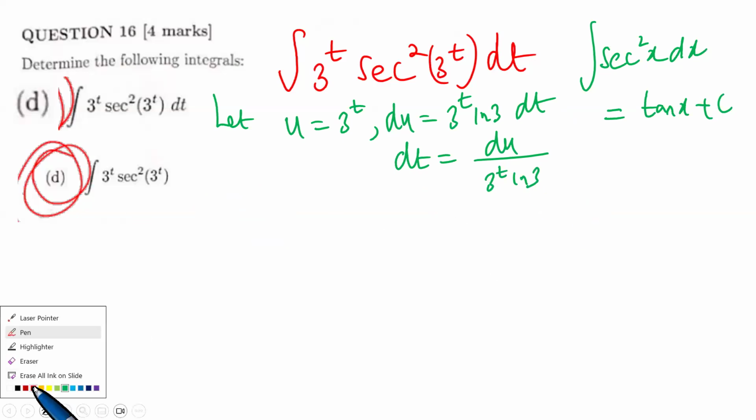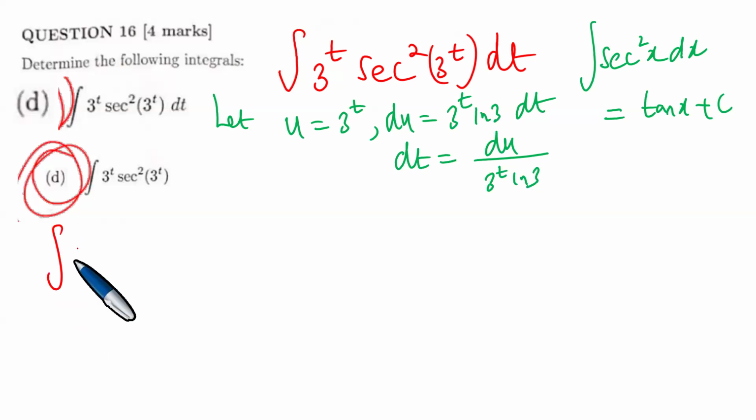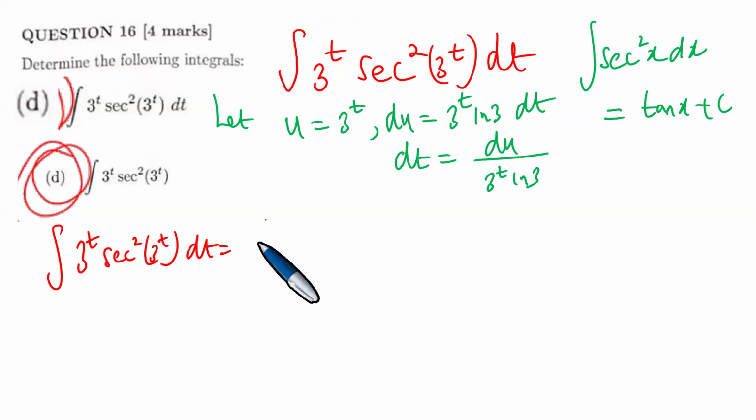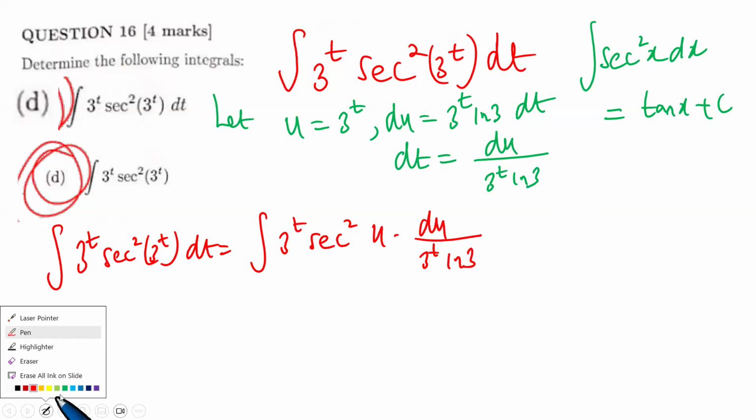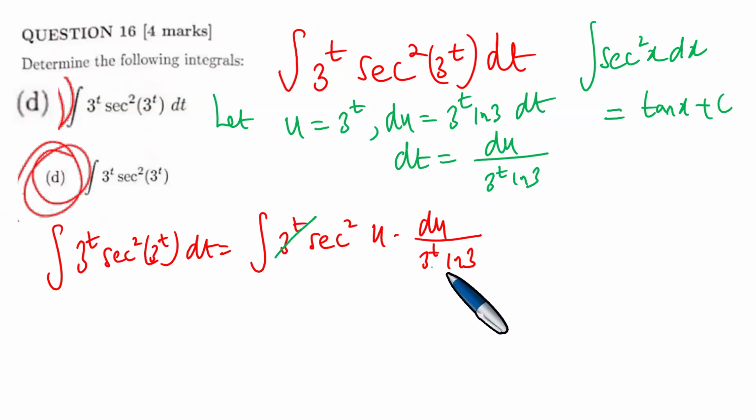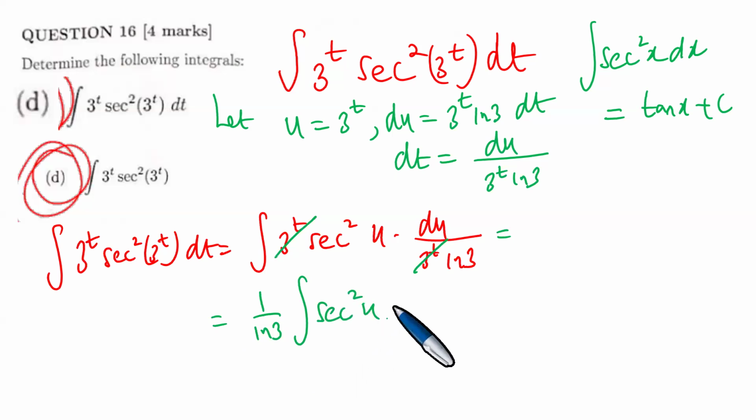Hence the integral of this: we have 3 to the t, and this is the secant squared of u. The dt is du divided by 3 to the t ln 3. The 3 to the t cancels out, leaving us exactly with 1 over ln 3, the integral of the secant squared u du.